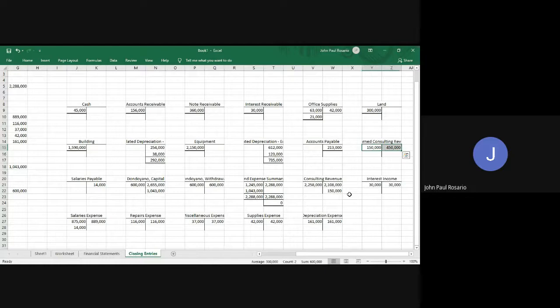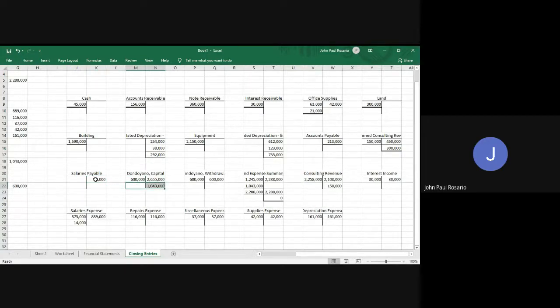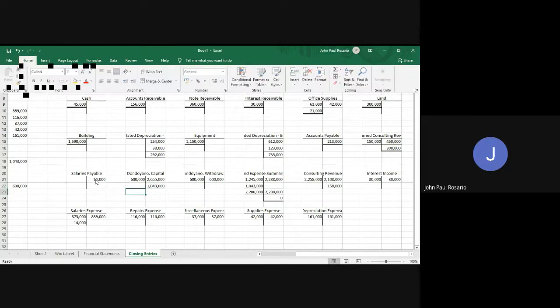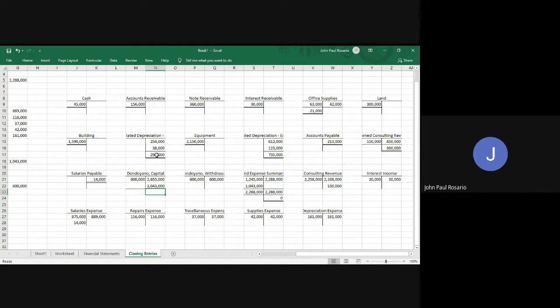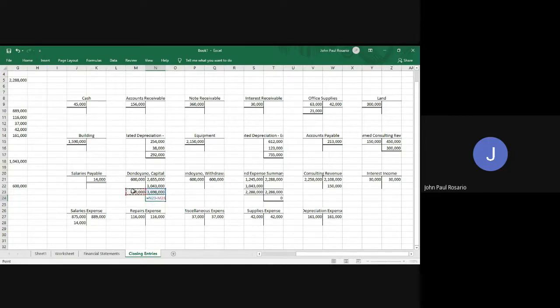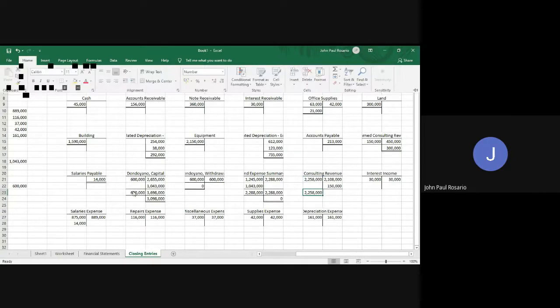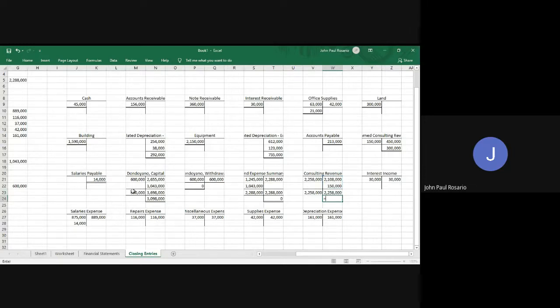Okay, consulting revenue, minus this one. Unearned as well, that part. Okay. Capital. Okay, so 0. Okay, revenue.